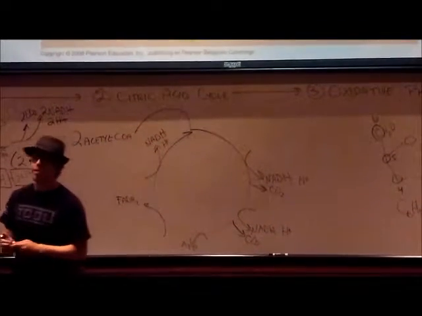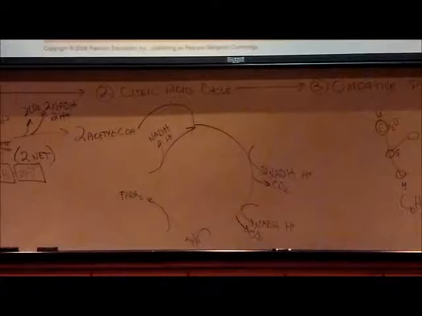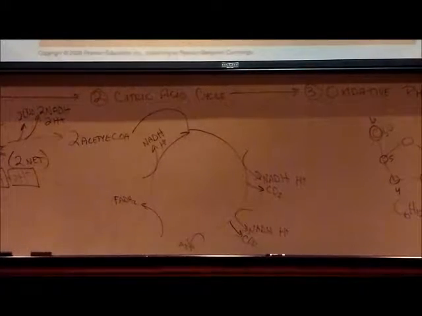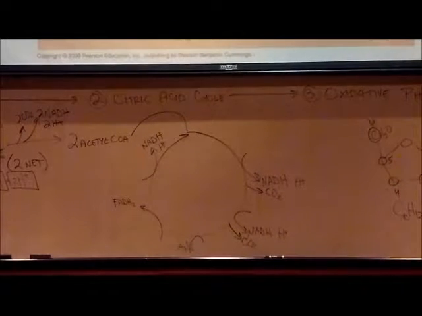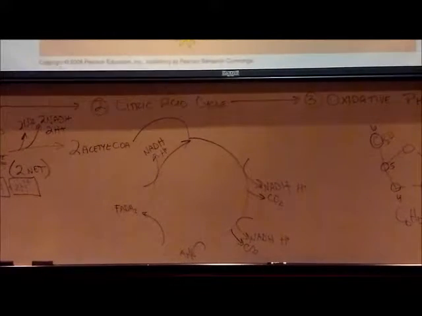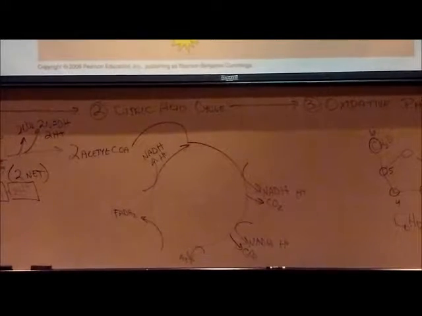So with a single molecule of glucose, how many NADHs total could I produce using the citric acid cycle? 6. How many molecules of ATP could I produce? 2. How many molecules of FADH2? 2. Okay.